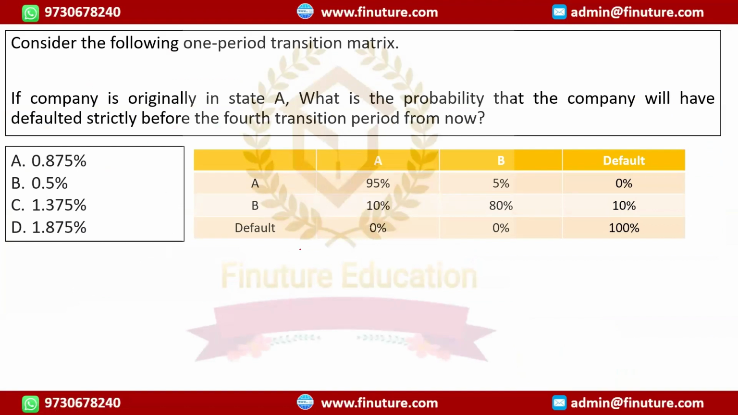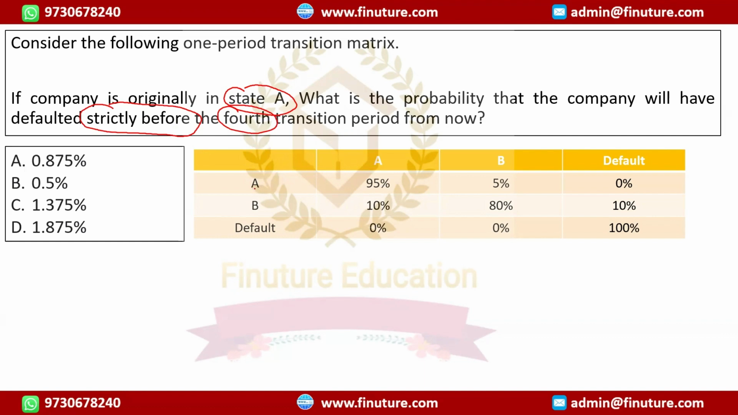So we are given one transition matrix, and we are told that initially the company is in state A. What is the probability that company will have the default date strictly before fourth transition period from now? So, like you can say that first transition, second transition, third, and fourth. So, strictly before fourth means at a third transition, your company gets defaulted. That's the probability we are interested in.